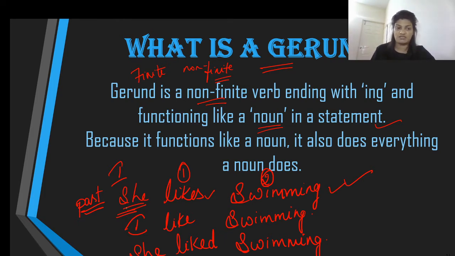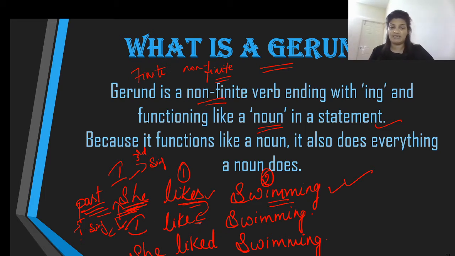And when you changed the subject from she to I, she is a third person singular and I is first person singular. Now here, when you changed the subject from she to I, you can see that out of the two verbs that we have, only one has assumed the change, which is likes has converted itself into like, and when you changed the tense, the same like converted itself into liked. But whereas swimming has remained intact, swimming hasn't changed at all.